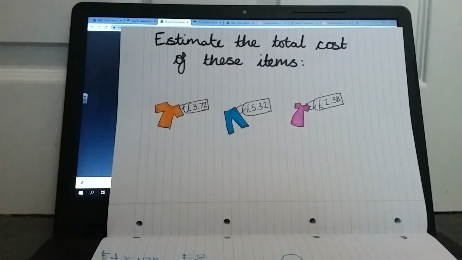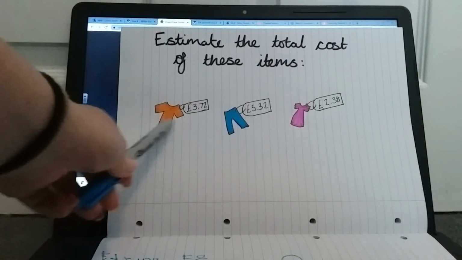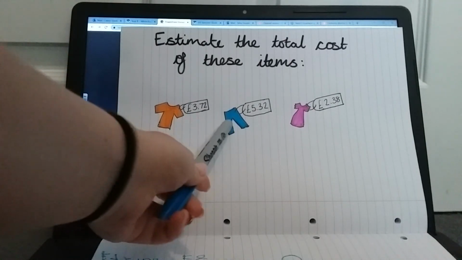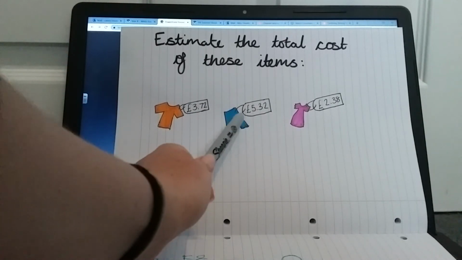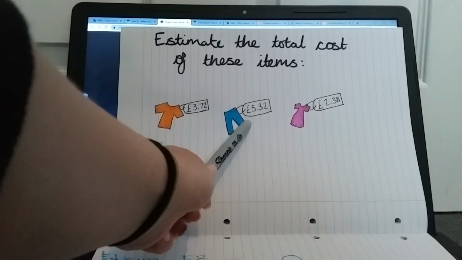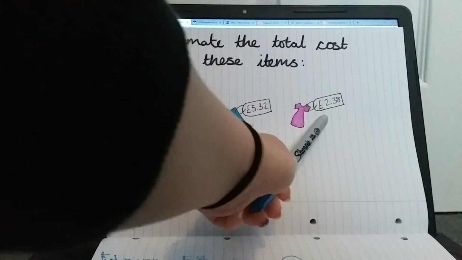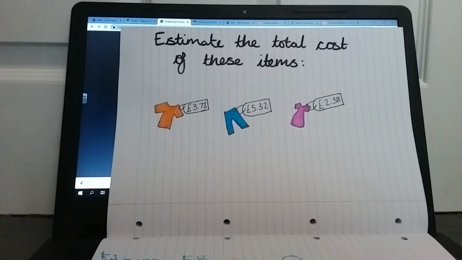So now have a go at this one on your own. Estimate the total cost of these items. Hope you enjoy my beautiful drawings. We've got a t-shirt here that costs us £3.72. A pair of trousers that's costing us £5.32. And a dress that is costing us £2.38. Very cheap dress.